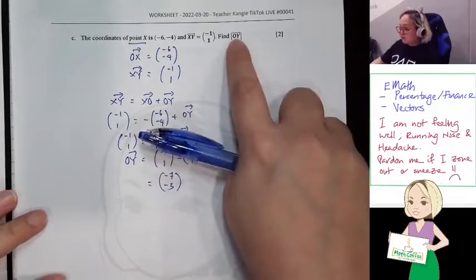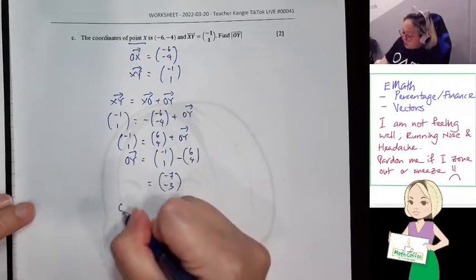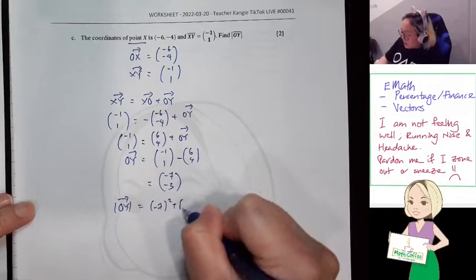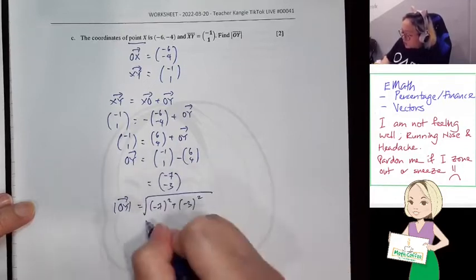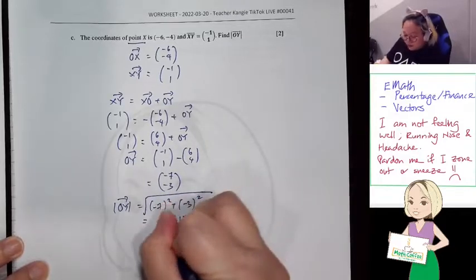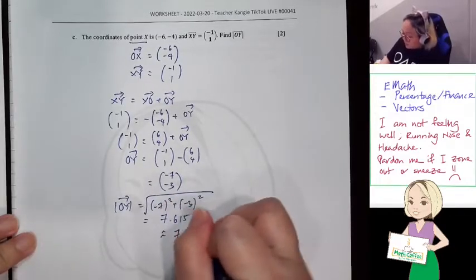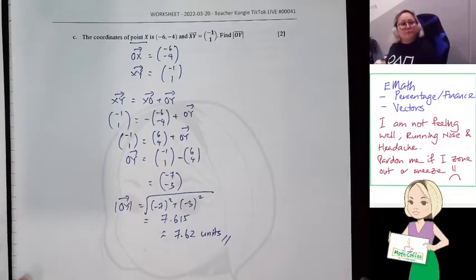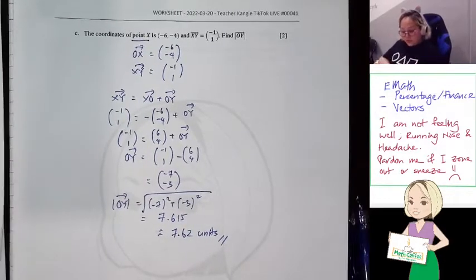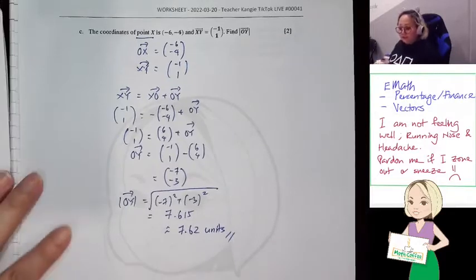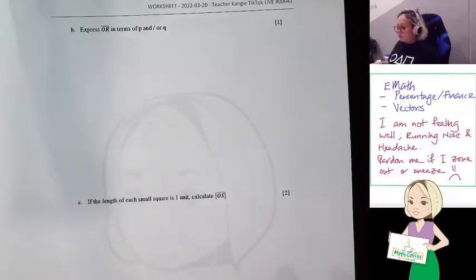And remember, I want to find magnitude, very easy. For OY, just take the numbers, negative 7 squared plus negative 3 squared, and then you square root, and you will get 7.615. So round it off to 3SF, you get 7.62 units. Done. Okay, easy. Okay, we're going to do the last question for vectors, which involves drawing the diagram.